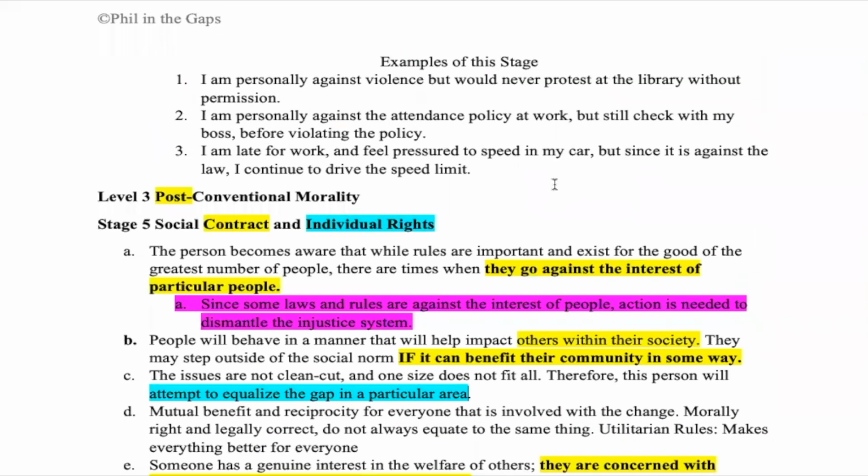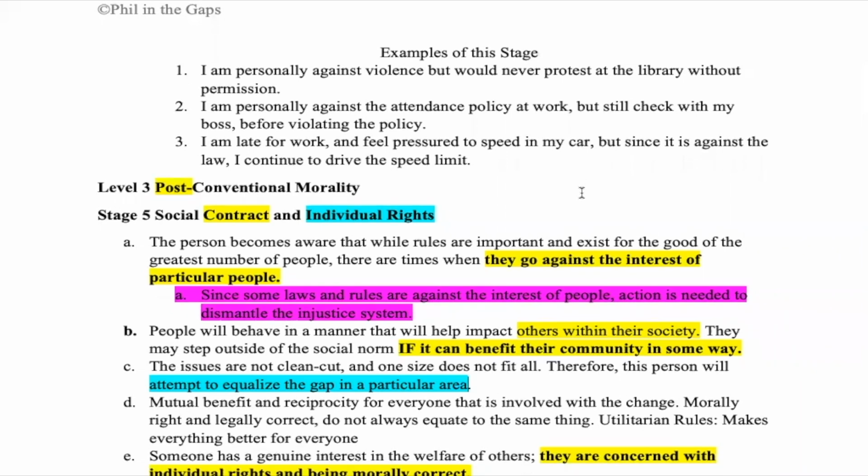The last level, post-conventional morality, camps on post, think of beyond. We're beyond what society would expect us to do. Stage 5, social contract and individual rights, is where somebody creates a contract within society and advocates for the individual rights of people of their community.